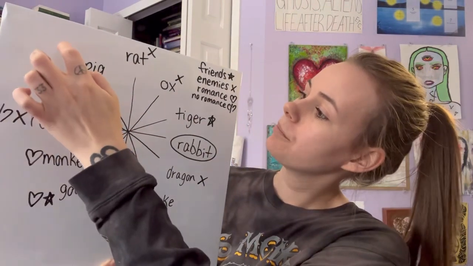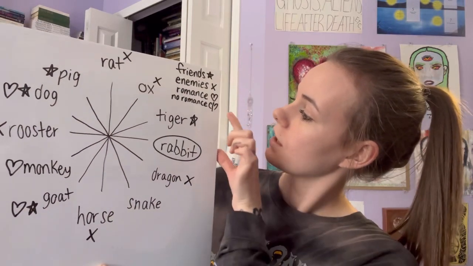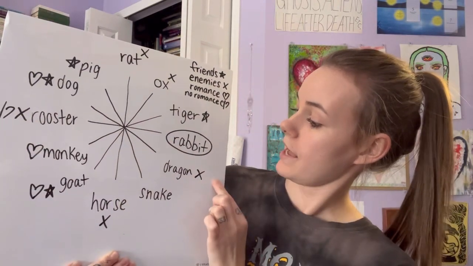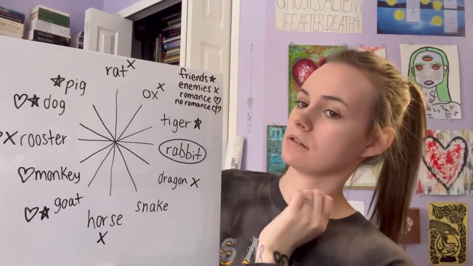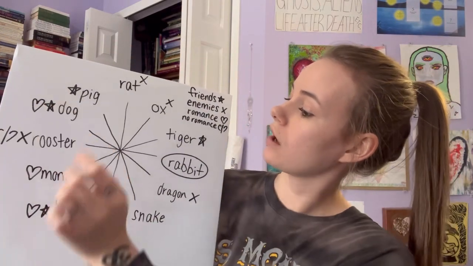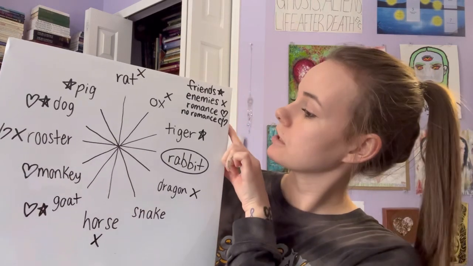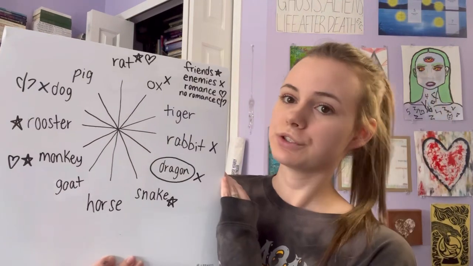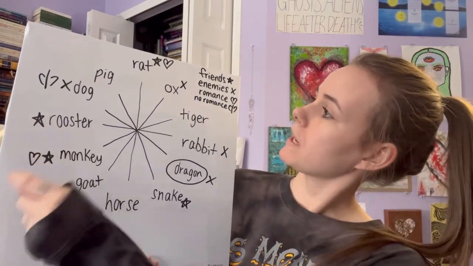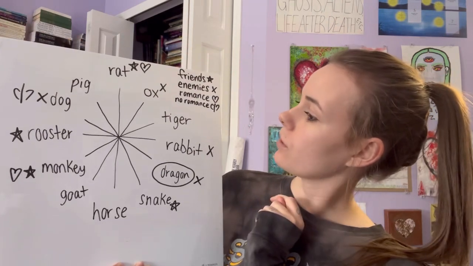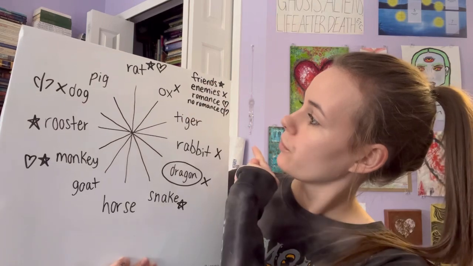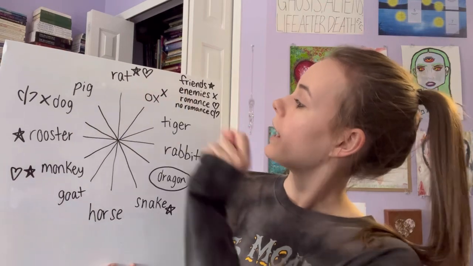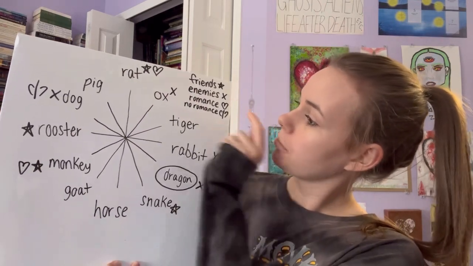Your friends are dog, pig, goat, and tiger. Your enemies are rooster, dragon, as well as horse, rat, and ox. Possibility for romance with the dog, goat, and monkey. And then possibility for not so great romance with the rooster, as that's your opposite. For dragons, your friends are rooster, monkey, rat, and snake. Your enemies are dog, rabbit, and ox, as well as other dragons. Possibility for romance with monkeys and rats, and possibilities for not so great romance with dogs.